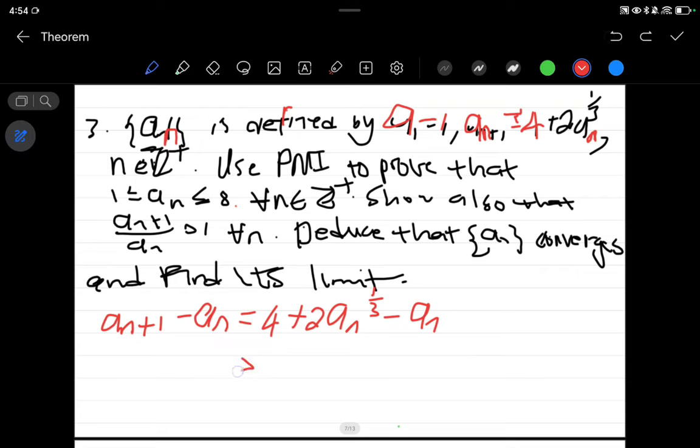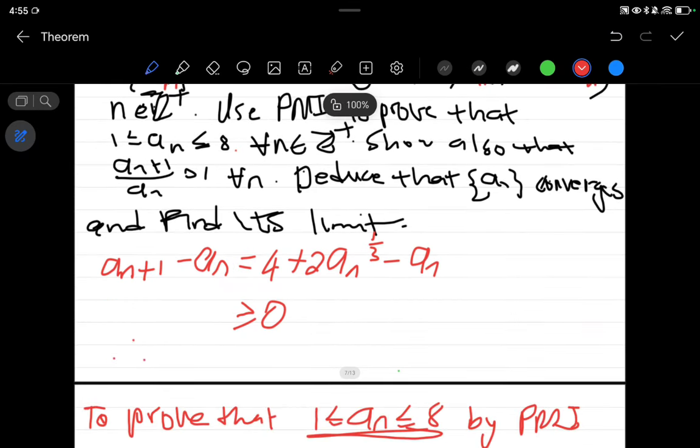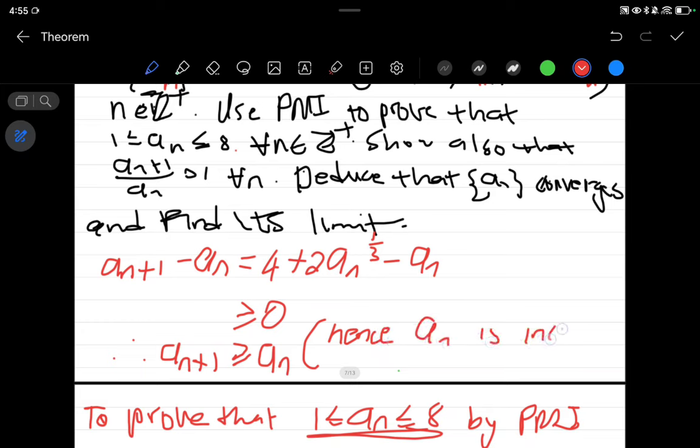I'll say this is greater than or equal to 0, because we've seen that when I plug 8, I get 0. So 0 is also included in this. Therefore, a of n plus 1, I can take the a of n to the other side. Hence, a of n is increasing, which is the sequence, right? So the sequence of a of n is increasing. So we've shown that. Is there any question?